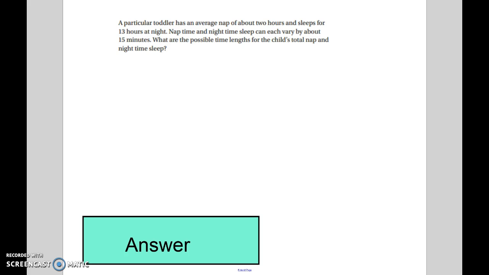Most of the absolute value inequality word problems are going to be worded this way. It says, a particular toddler has an average nap of about 2 hours and sleeps for 13 hours at night. Nap time and nighttime sleep can each vary by about 15 minutes. What are the possible time lengths for a child's total nap and nighttime sleep? So we have two scenarios here. We have nap time and we have nighttime. So we're going to do two different inequalities for these.